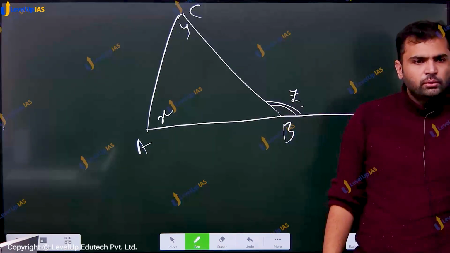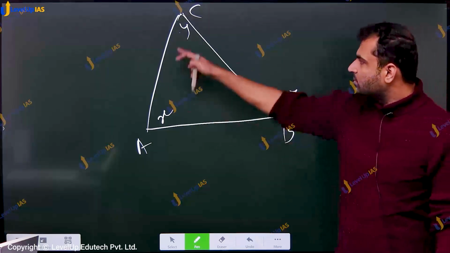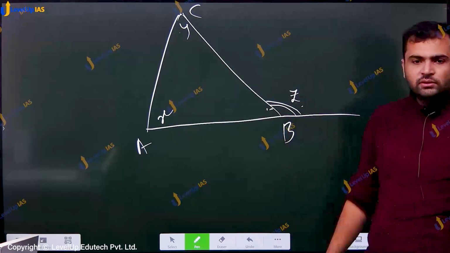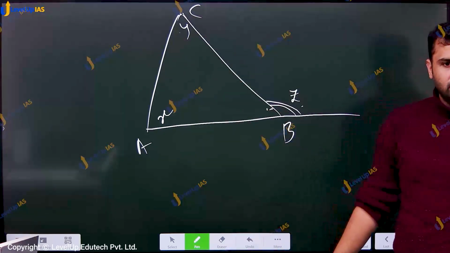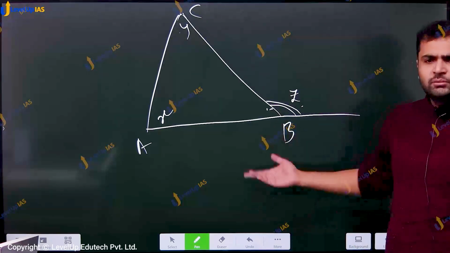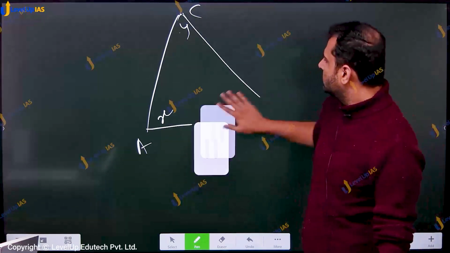Why would that be true? Because this angle plus X plus Y is 180, and this angle plus Z is also 180. Of course Z is equal to those two angles, no problem, right? But sometimes this can be useful in some figures.